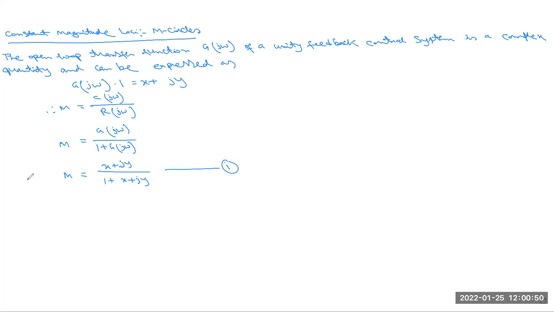Now we have to calculate by squaring both sides. First we take the mod of M, which equals root over x square plus y square, and the lower part is root over 1 plus x, whole square, plus y square. This is another equation, equation 2.